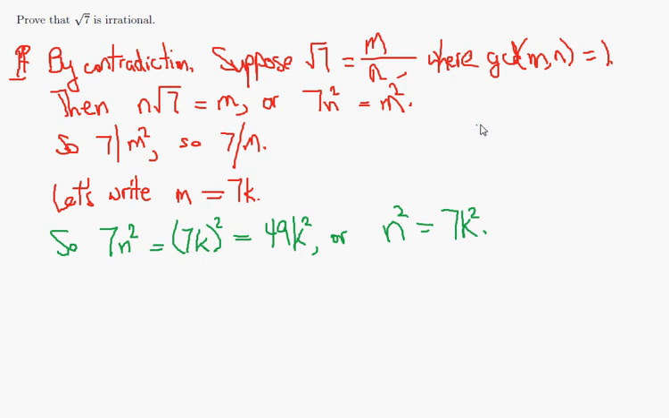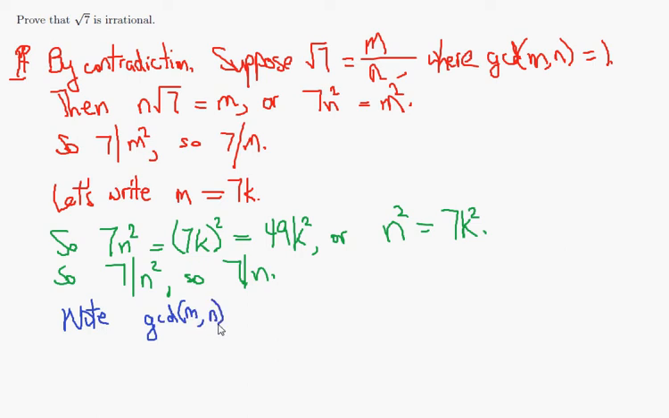And m and n are integers, k is also an integer, and so 7 is going to divide n squared. And just like before, if 7 divides n squared, then 7 divides n. And so therefore, if we take a look at this, 7 divides m and 7 divides n. So note that 7 is a common factor of both m and n, and so the greatest common divisor of m and n has to be at least equal to 7, because 7 divides n and also 7 divides m.